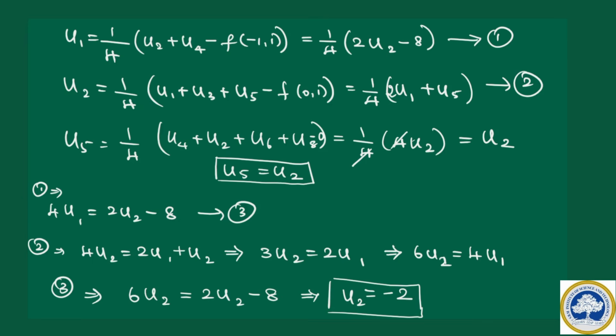Now if you put u2 equal to minus 2 over here, you will get the answer. It will be minus 12 is equal to 4u1, so u1 is equal to minus 3. So finally the answer is u1 equal to minus 3 and u2 equal to minus 2. In this particular problem, instead of finding 9 separate values, using the symmetric property it is easy to find just 2 values.